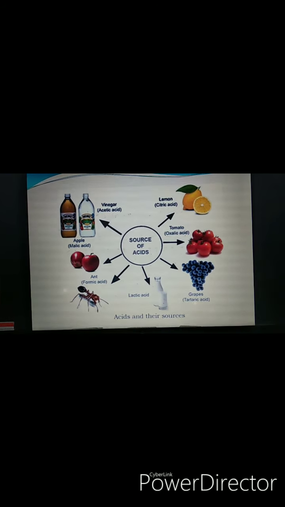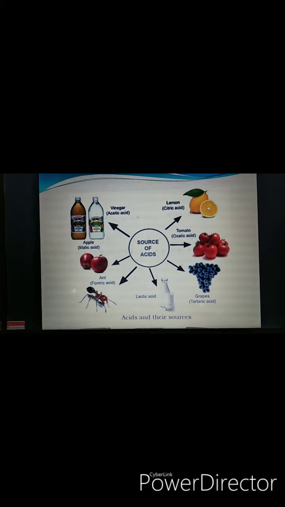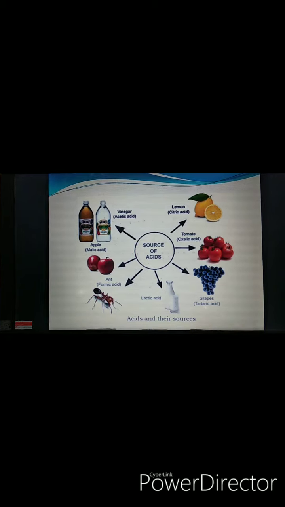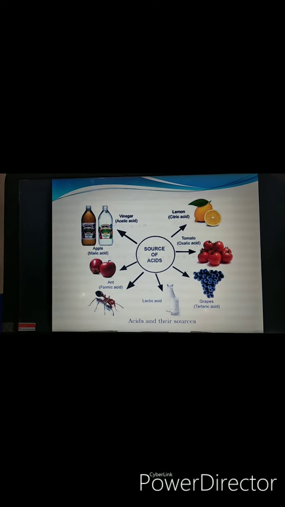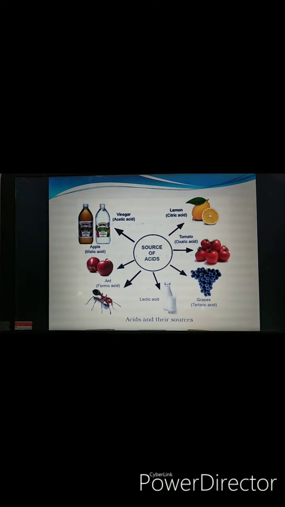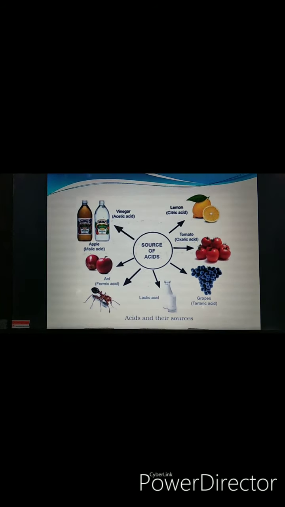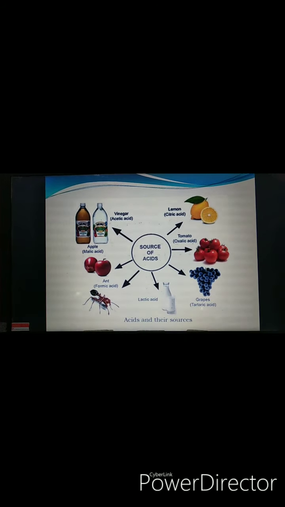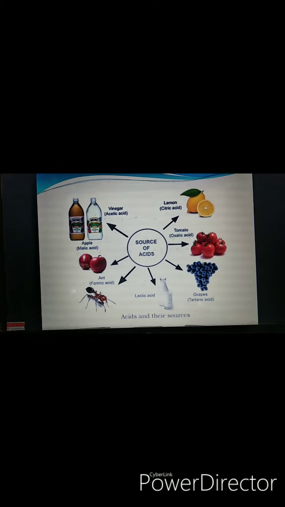So in lemon the citric acid is present, and as you know, citric acid is a source of vitamin C, to overcome scurvy. That's a deficiency disease for vitamin C. That can be overcome by taking citrus food, and that is the acid present in lemon, then the orange, that is the citric acid.